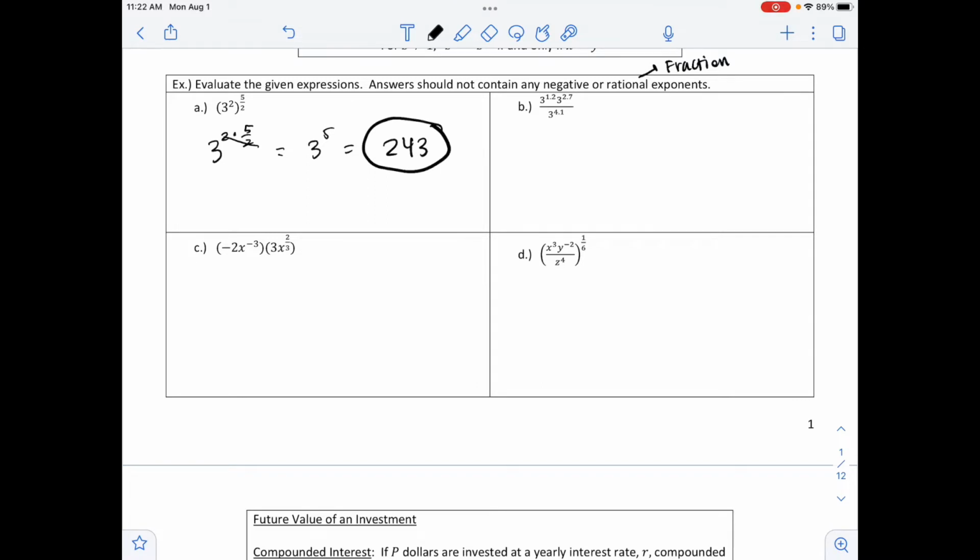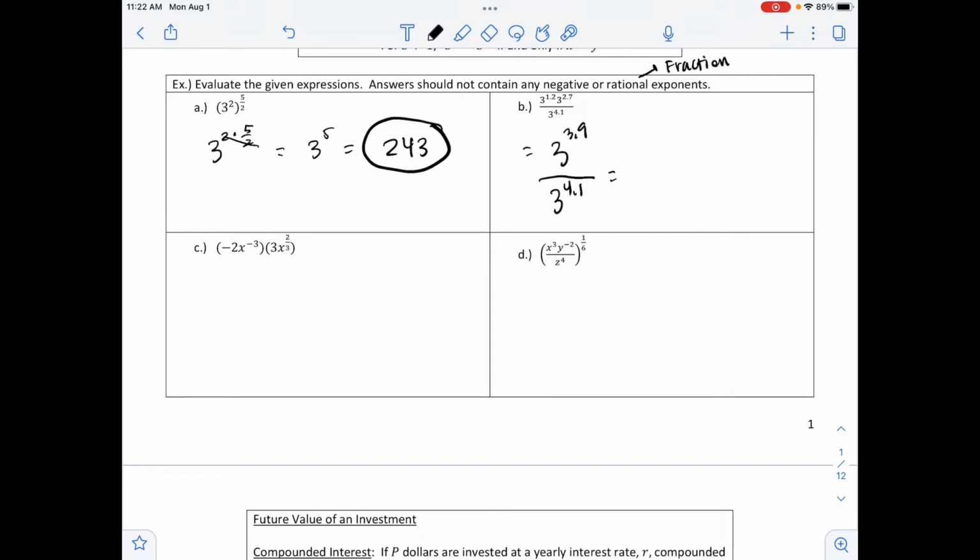Part B says 3 to the 1.2 times 3 to the 2.7 divided by 3 to the 4.1. First thing to note is that all the bases are 3's, which means that we're able to use those exponent rules to combine them. So looking at the numerator, I would add those exponents together and we get 3 to the 3.9 power divided by 3 to the 4.1.